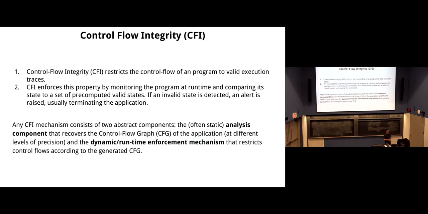CFI is, you can say, a security property. There are other security properties: confidentiality, integrity, availability, right? Those are properties. This is about integrity, but it's not about code integrity. It's not about data integrity. It's about control flow integrity. This property restricts the control flow of a program to only valid execution traces.